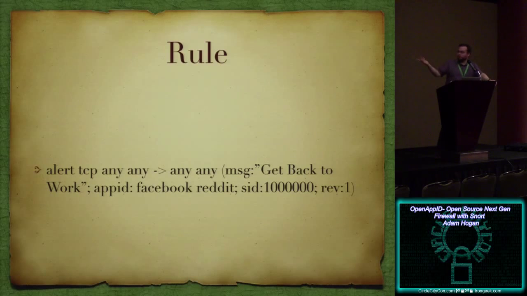Oh, and the SID and revision, I mean, it's just an identification number. You give every Snort rule an ID number. So custom starts at 1 million, and then revision is just a revision number. Every time you change a rule, you're supposed to increment it, the idea of just version control. So all that's really standard. The only thing different there is AppID: Facebook, Reddit. So with that rule running, I'm going to detect any of those applications going through my network.